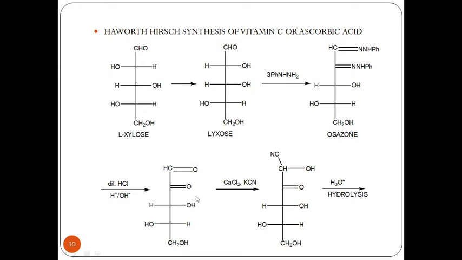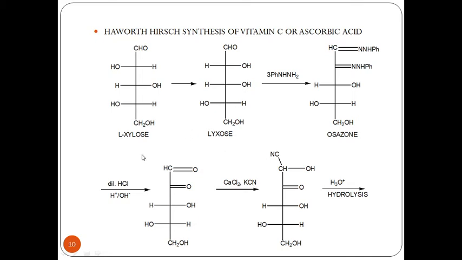This component reacts with calcium chloride in the presence of KCN. Here CN minus attacks the first carbon atom, the carbonyl carbon, so that CN gets introduced. Now the question is, why does it not attack the second carbon? This is because it is a highly hindered carbonyl carbon, and only a free carbonyl carbon can be attacked easily by CN.